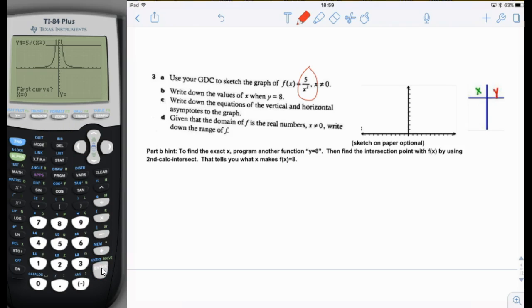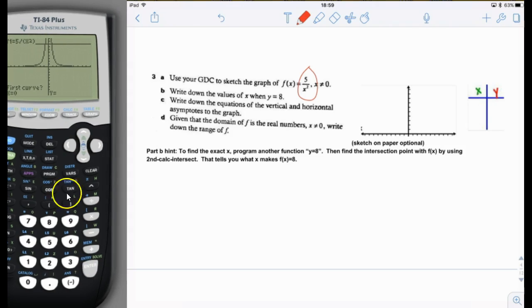First curve, yes. Second curve, oops. First curve, yes. Oh, you know why it does that? Because it's on the asymptote of 0, so you need to move the cursor off to the side a little bit. Hit enter twice. Yes. And in this case, we want the left intersection first, so we move the cursor to the left a little bit. We hit enter. We get negative 0.791.